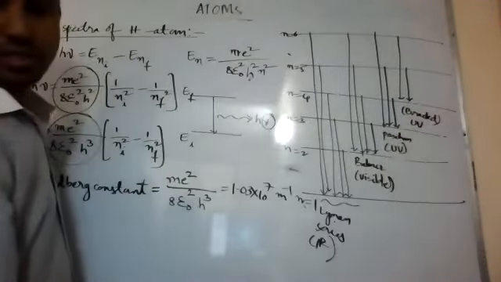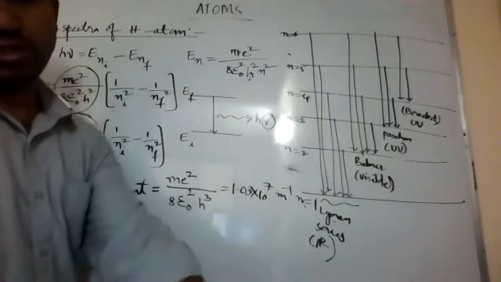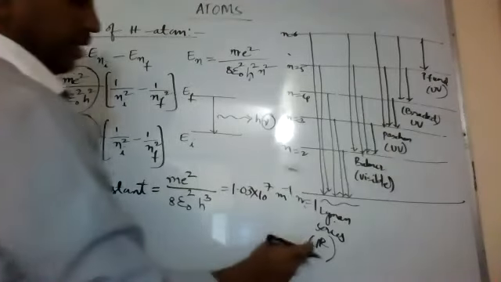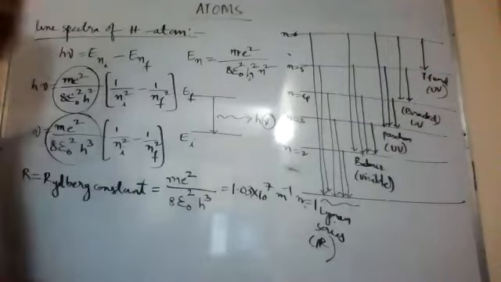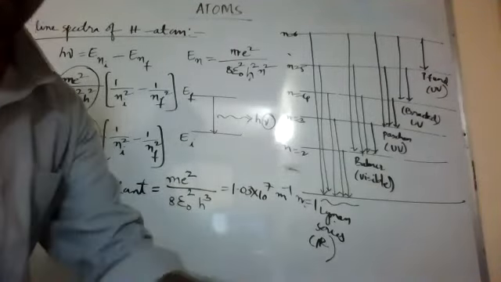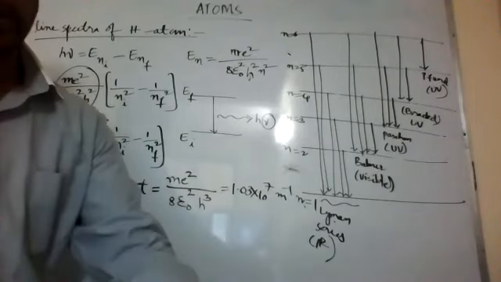Now if we are jumping like this, then it is the Brackett series, which is also IR region. Balmer is visible. When an electron jumps like this, it becomes the Pfund series, that is again IR. So UV, visible, IR. Understood now? That's it. Is it clear, all of you? Yes, sir.